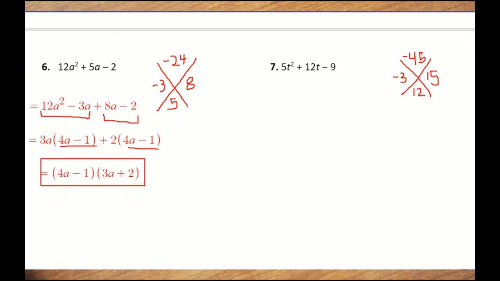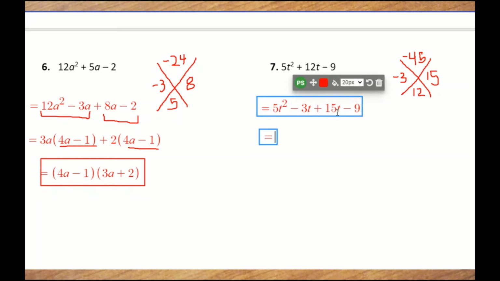So the way that I'm going to write my next line here is I'm going to say 5t squared, remember that first term doesn't change, minus 3t plus 15t minus 9. And I've said this probably about 10 times so far, but these two terms, we're getting that by splitting up this middle term in a very specific way so that grouping will work. If you get these two numbers wrong and you split up that middle term incorrectly, odds are, I'll just go ahead and say you'll definitely not be able to factor it correctly.